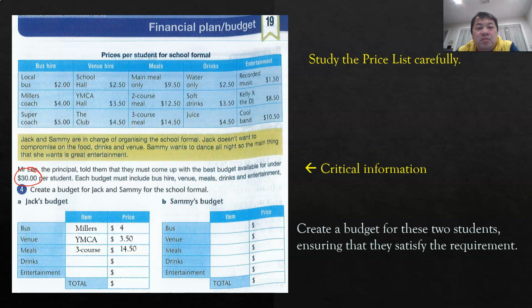Meals, we'll use the 3-course meals. I'm sure people enjoy eating. So that's $14.50. Drinks, we have soft drinks for $3.50. And entertainment, probably the only thing you can afford is the recorded music, which is $1.50. So that will cost $27, which is feasible to run a formal night. You can come up with your own creative ways, so long as it's within the budget of $30.